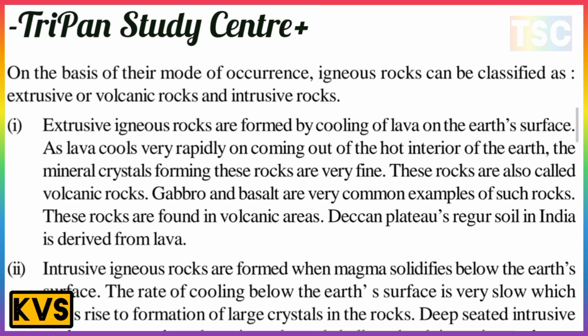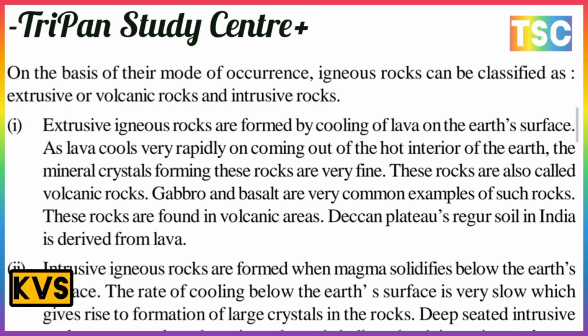First, extrusive igneous rocks are formed by the cooling of lava on the earth's surface. As the lava cools very rapidly on coming out of the hot interior of the earth, the minerals crystallizing to form this rock are very fine. This rock is called volcanic rock.